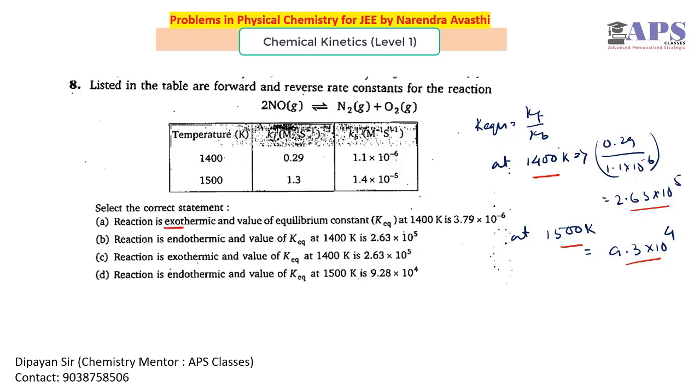So we have two options for exothermic reaction, and from the calculation it is clear that 2.63 into 10 to the power 5 will be the equilibrium constant at 1400 Kelvin. So option C will be the correct option.